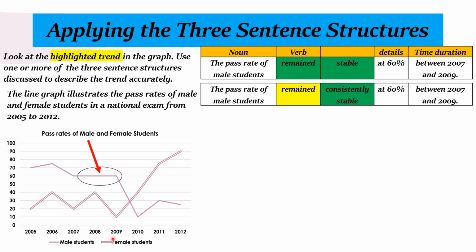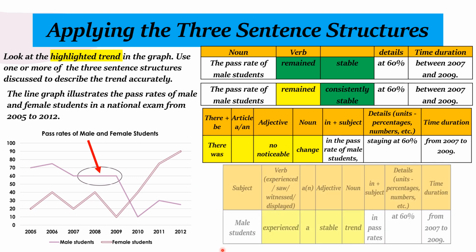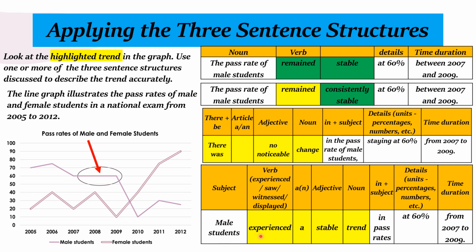Next, using the second structure, we can write: there was no noticeable change in the pass rate of male students, staying at 60% from 2007 to 2009. Using the third structure, we can say: male students experienced a stable trend in pass rates at 60% from 2007 to 2009. Notice how each sentence presents the same trend differently while keeping the meaning intact. Compare your sentences with these examples and check if you have followed the correct structure.